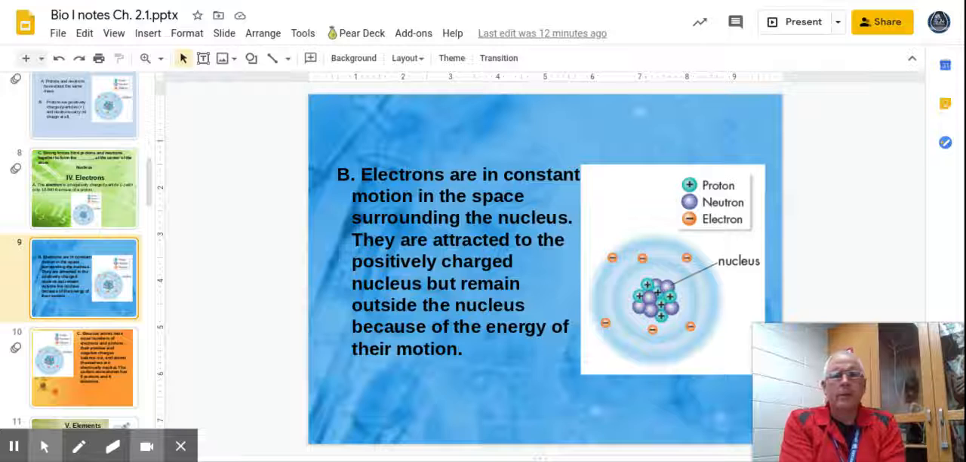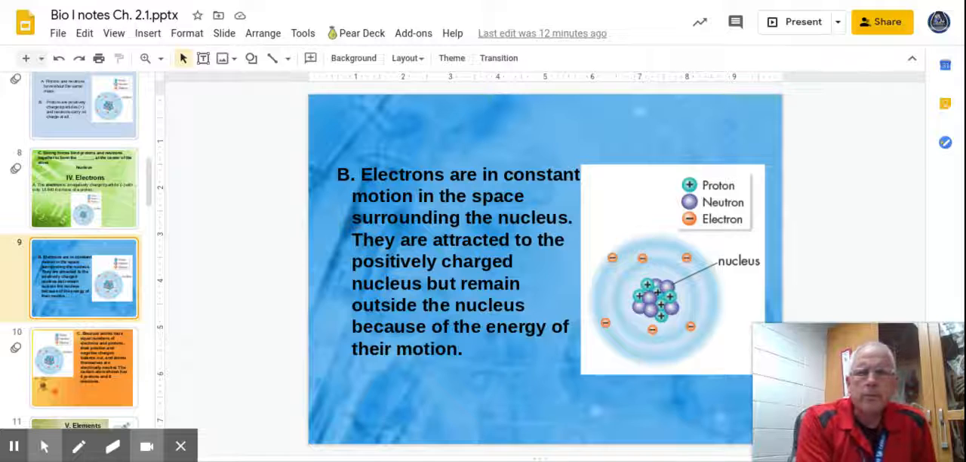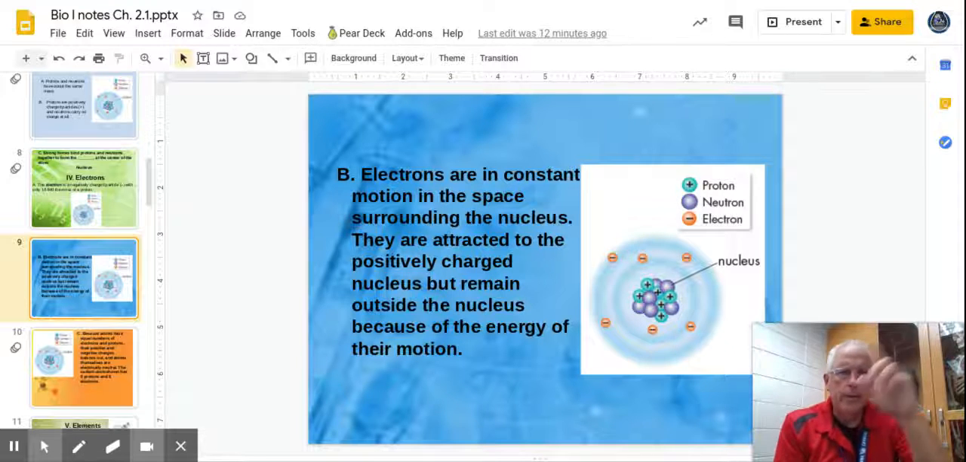Electrons are constantly in motion is what you need to understand. They're attracted to a positively charged nucleus, but they remain outside the nucleus because of their energy and motion. You probably remember that from middle school, kinetic energy and that type of thing. And that attraction, that pull from the protons, is what keeps them in these orbits.